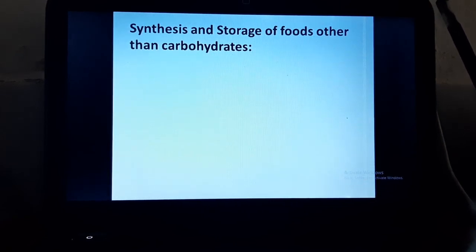Now in the next chapter we will be studying about the synthesis and storage of food other than carbohydrates.